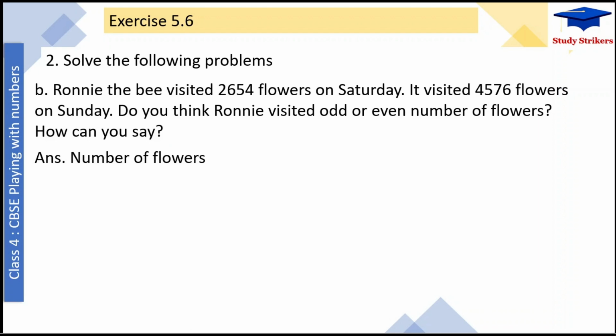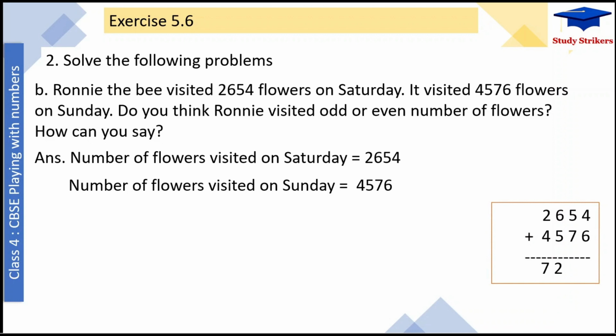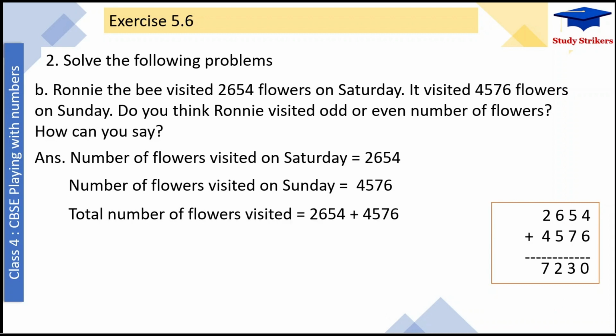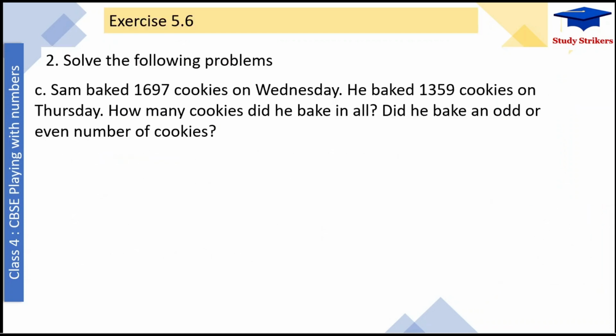This is how we write it. Number of flowers visited on Saturday equals 2654. Number of flowers visited on Sunday equals 4576. Here we will add them together. We will get 7230. So the total number of flowers visited equals 2654 plus 4576. This number is even, and we already knew that. Alright, let's see the next example.